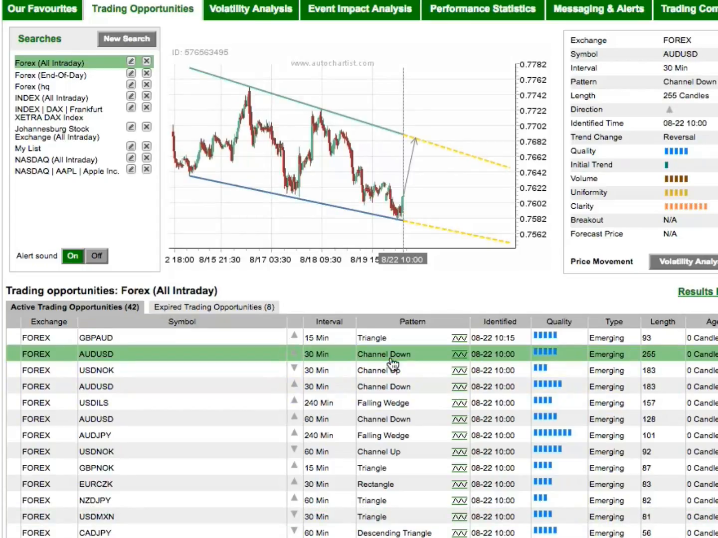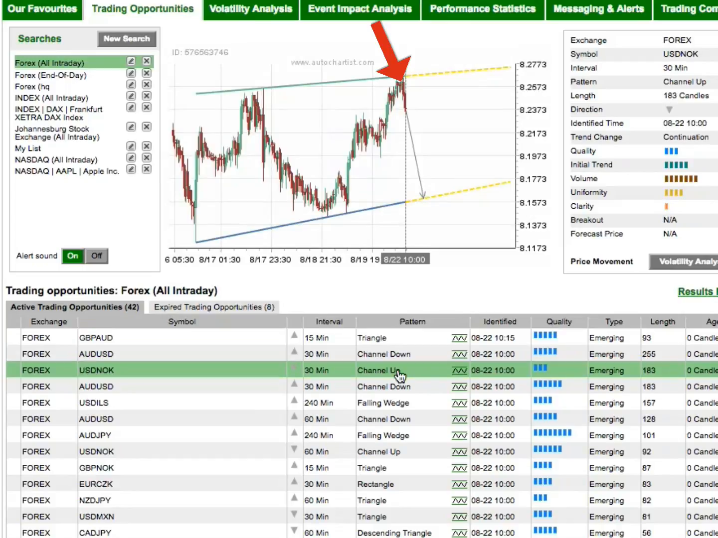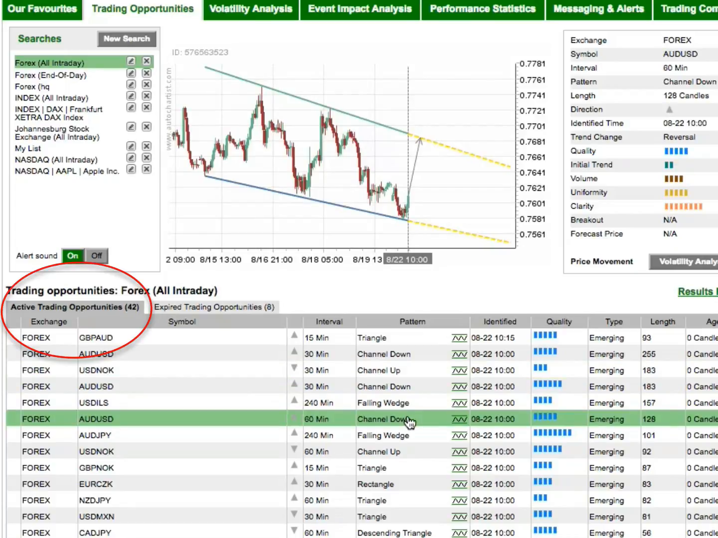Now we simply try to find patterns that have a nicely defined range that have just bumped off the support or resistance line, that has a reasonable distance to cover until it reaches the opposite boundary. Another thing to take note of is that whenever you find an emerging pattern here in the Active Trading Opportunities section, you can assume it is still tradable.